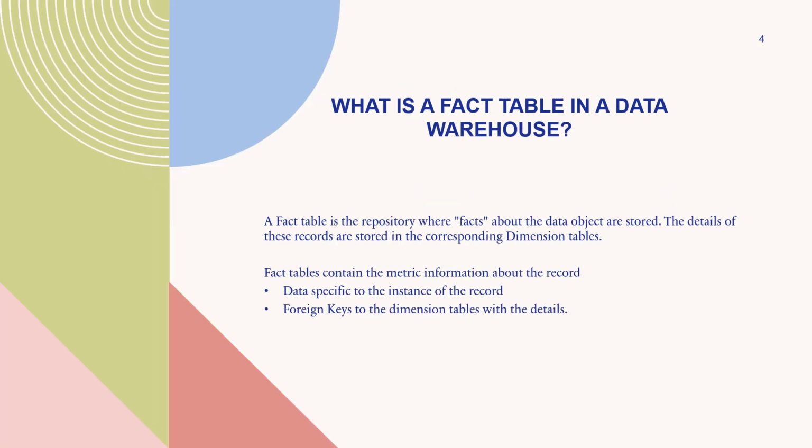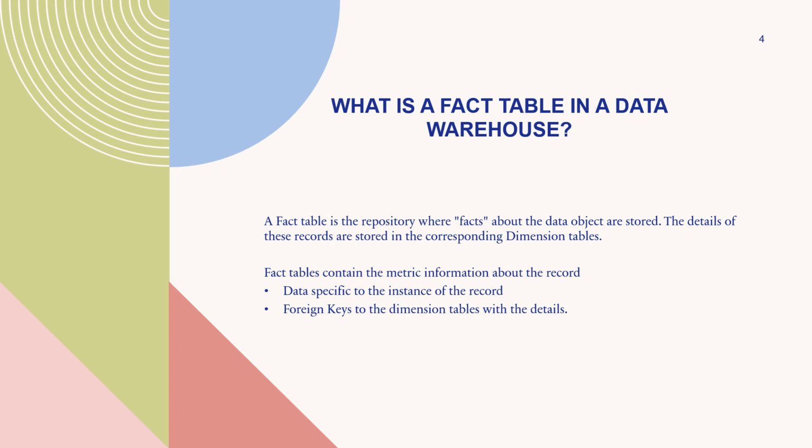So what is a fact table in a data warehouse? A fact table is a repository where facts about the data object are stored. The details of these records are stored in the corresponding dimension tables. Fact tables contain that metric information about the record, data specific to the instance of the record, and foreign keys to the dimension tables where the details are stored.